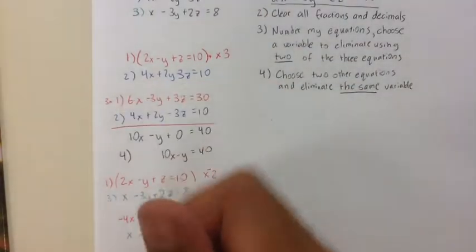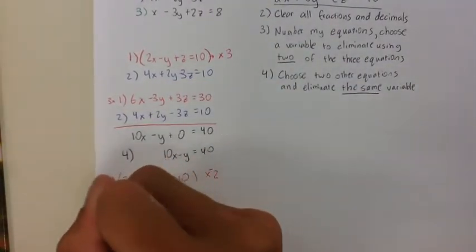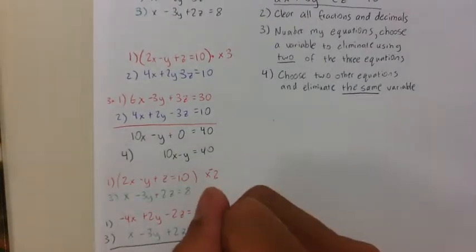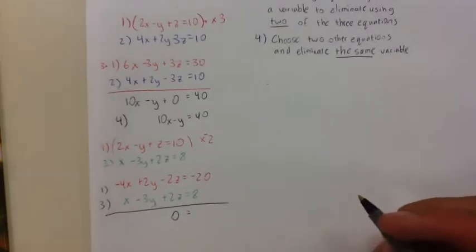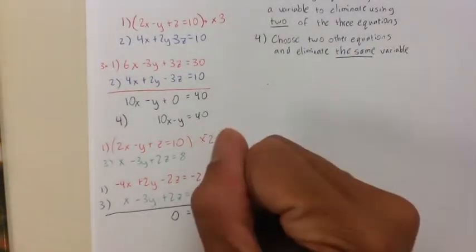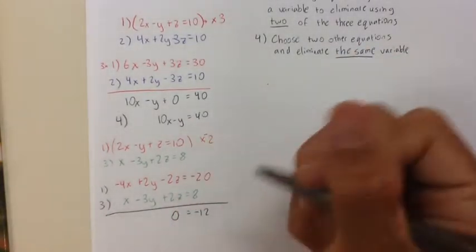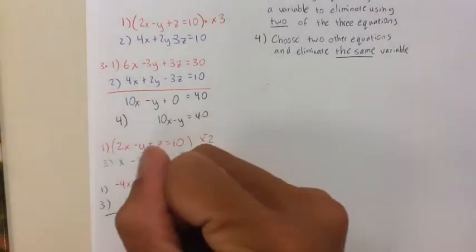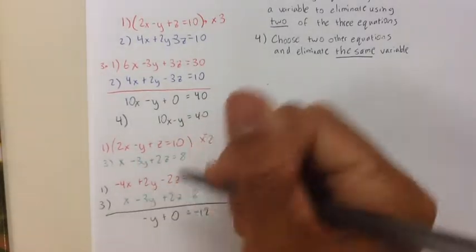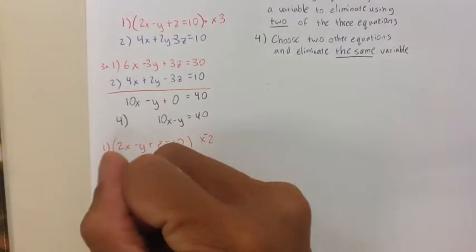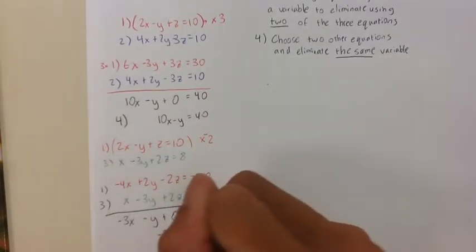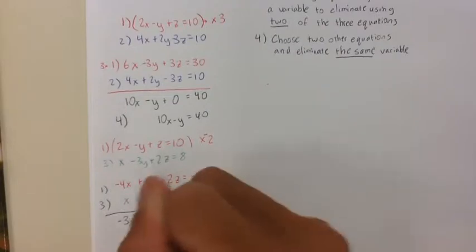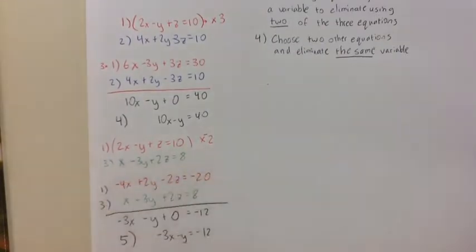And now I can add these two equations together so that I eliminate my z's. Negative 20 plus 8 is negative 12. 2y plus a negative 3y is a negative y. And negative 4x plus x is a negative 3x. So this is negative 3x minus y equals negative 12. And I'm going to call that equation number 5.